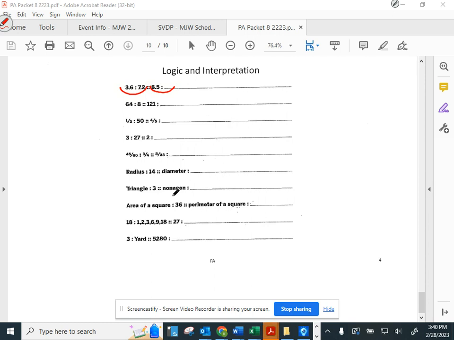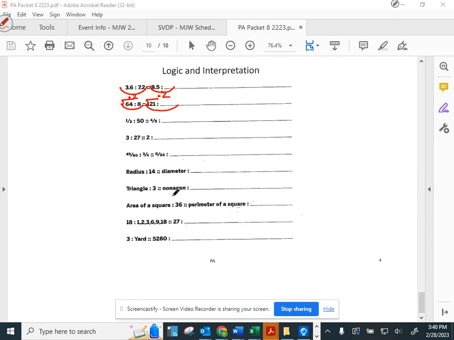So if we know to go from 3.6 to 7.2, we multiplied it by 2. So we want to do that on the other side. We want to multiply by 2. To go from 64 to 8, we took the square root of 64 and we got 8. So we need to do that here, and we want to find the square root of 121.